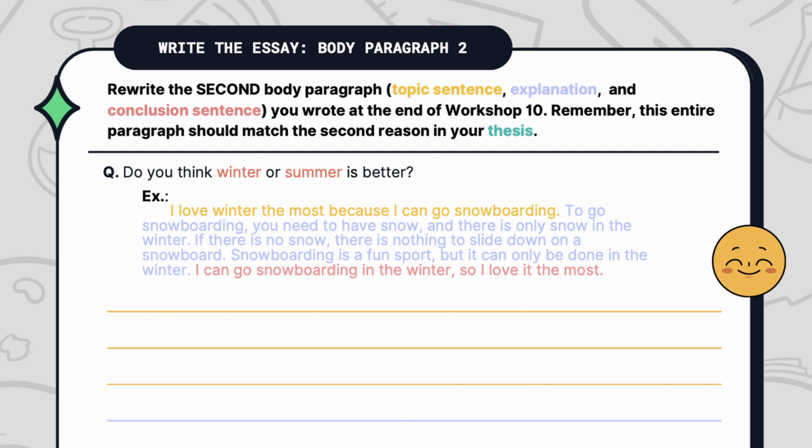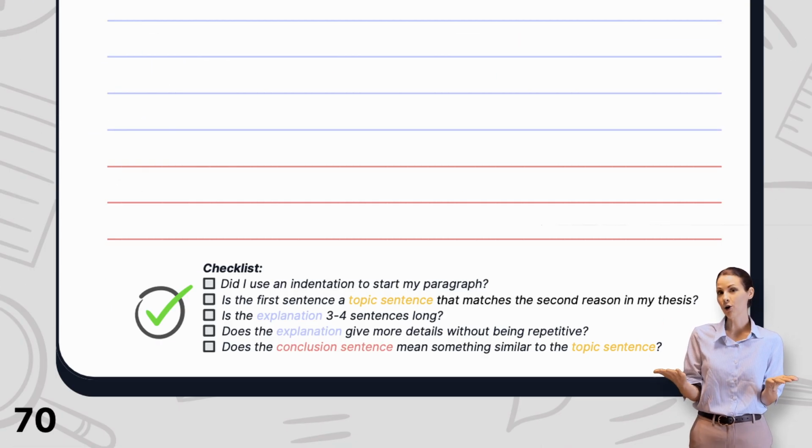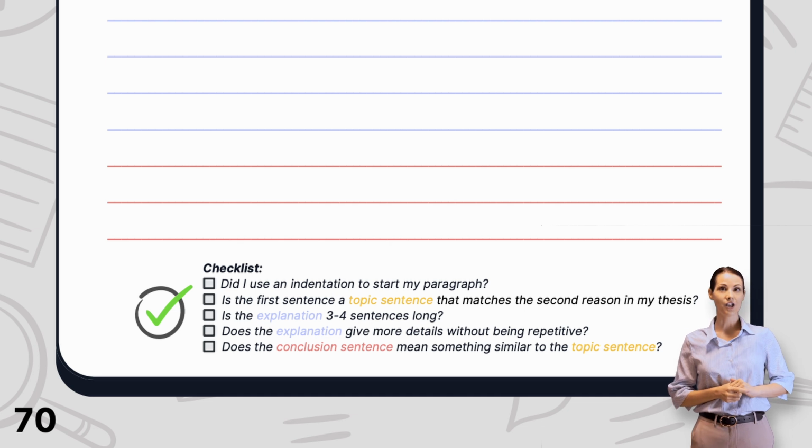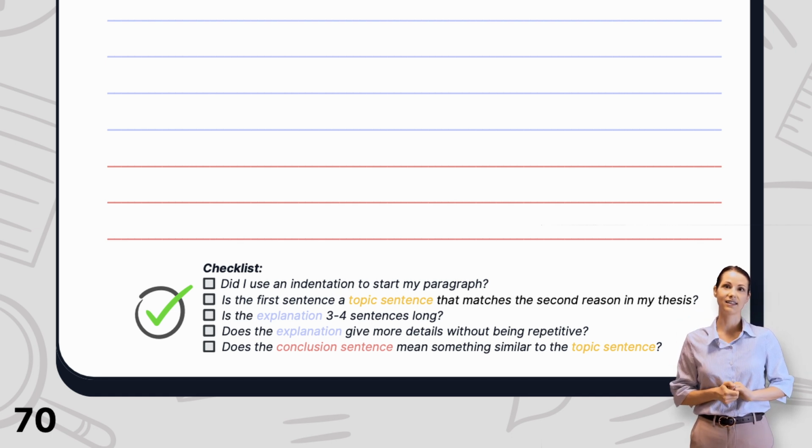Now your turn. Go to workshop 10 and copy your topic sentence, explanation, and conclusion sentence for the second body paragraph. You've completed body paragraph 2, but let's check it with our checklist. Ask yourself, did I use an indentation to start my paragraph? Is the first sentence a topic sentence that matches the second reason in my thesis?